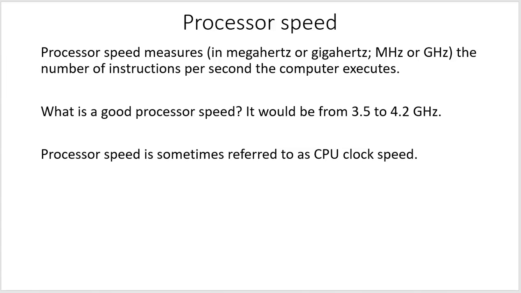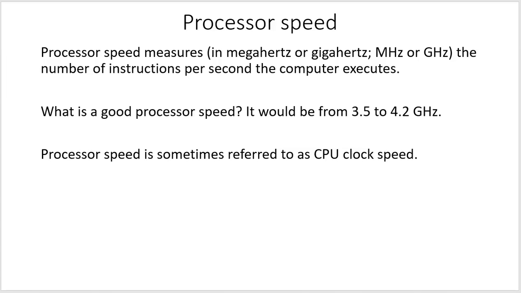Processor speed, how fast this processor works, is measured in megahertz or gigahertz, which is the number of instructions per second the computer can execute. Oftentimes, PARCA will put a question like, what is the unit of measure for processor speed? In which case the answer would just be hertz. Mega and giga are prefixes of hertz.